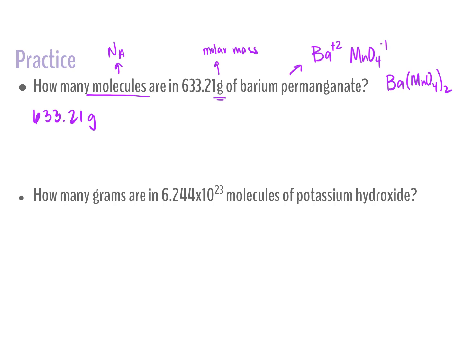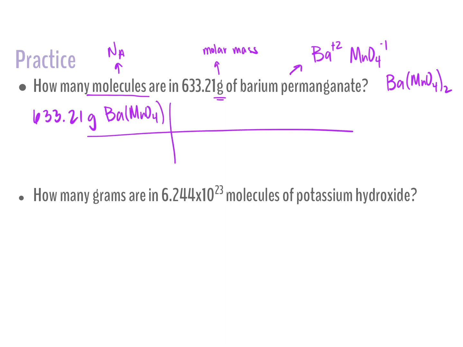BaMnO4 2, right? With the parentheses, because I need 2 of those permanganates. Now I'm going to again encourage you to keep the label in the T-chart. Some of us just do the T-chart with straight numbers. Number one, it's difficult for me to tell what's happening, but it's more difficult for you to tell what's happening if you get confused. So I'm going to go ahead and keep that in this chart, okay?